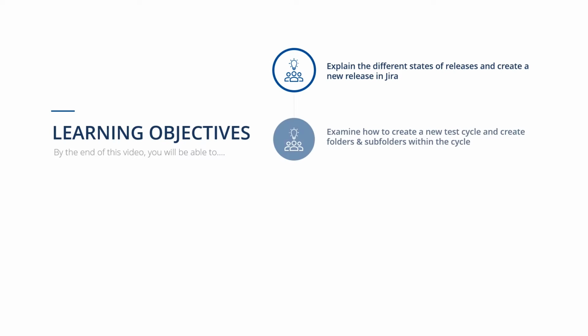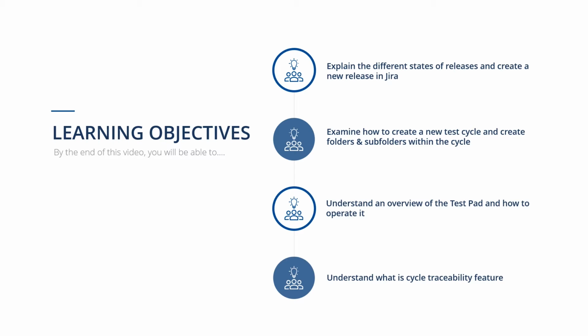By the end of this video, you will be able to explain the different states of releases and create a new release in Jira. You will also be able to examine how to create a new test cycle and create folders and subfolders within the cycle. You will also be able to understand an overview of the test pad, how to operate the test pad, and understand what the cycle traceability feature is.